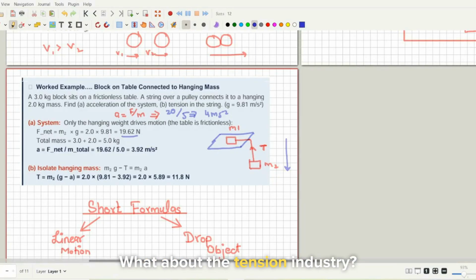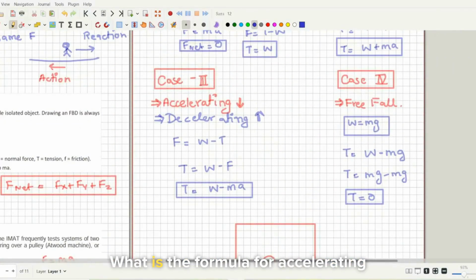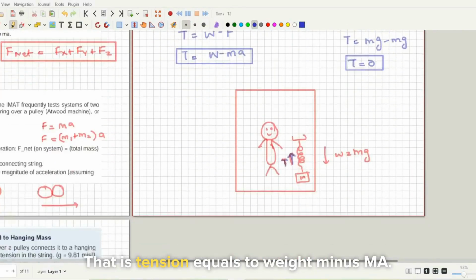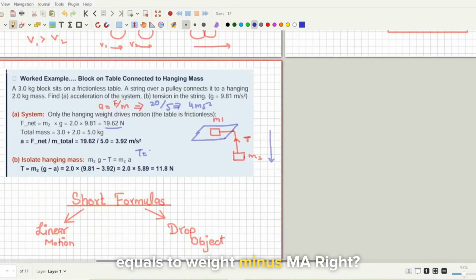What about the tension in the string? As you can see, the mass is moving downward. We just discussed the formula for motion that was accelerating downward. What is the formula for accelerating downward? That is tension equals weight minus ma. When you use the formula, tension equals weight minus ma, right?